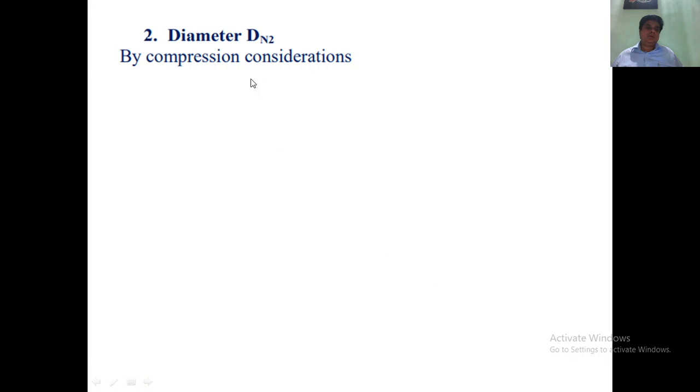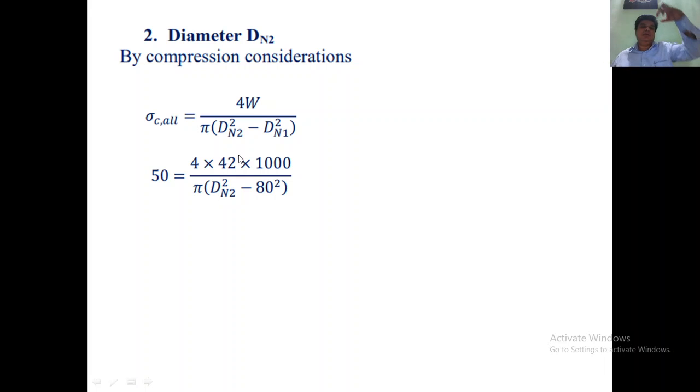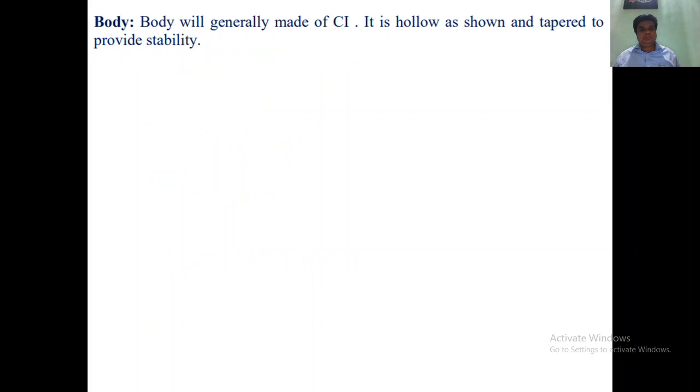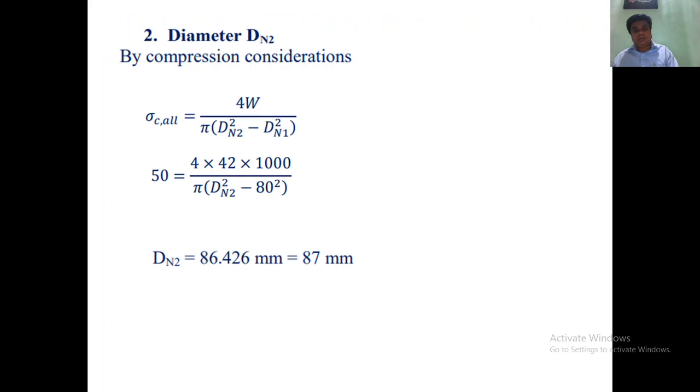And dn2 also you can calculate by compression consideration, because the load is applied on that nut collar. Again, you can take force by area with the two diameters, and you can calculate the dn2 value. It comes to 87 millimeter. So this is about the nut.